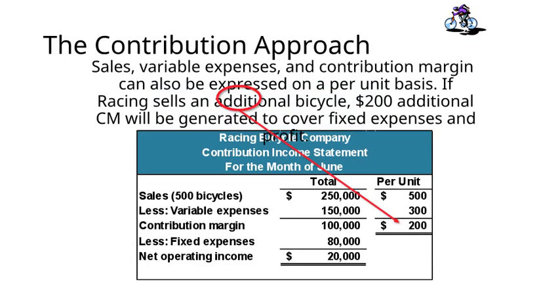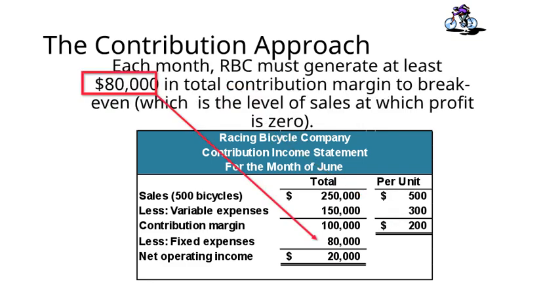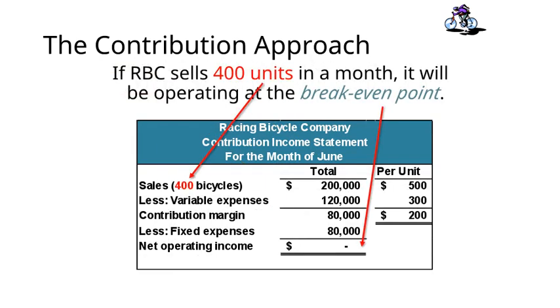For each additional unit Racing Bicycle Company sells, $200 more in contribution margin will help to cover fixed expenses and provide a profit. Each month, Racing Bicycle must generate at least $80,000 in total contribution margin to break even, which is the level of sales at which profit is zero. If Racing sells 400 units a month, it will be operating at the break-even point. Total sales will be 400 units times $500 each, or $200,000, and total variable expenses will be 400 units times $300 each, for $120,000. Contribution margin is exactly equal to total fixed expenses.